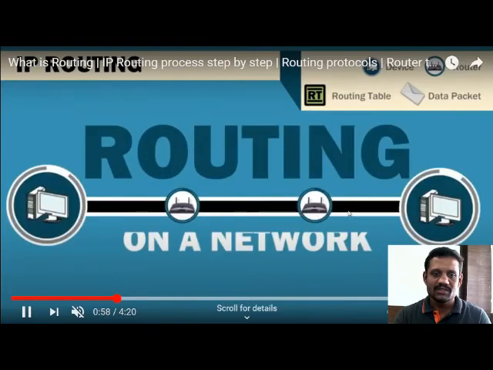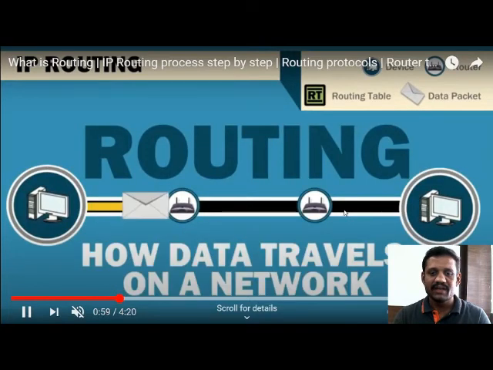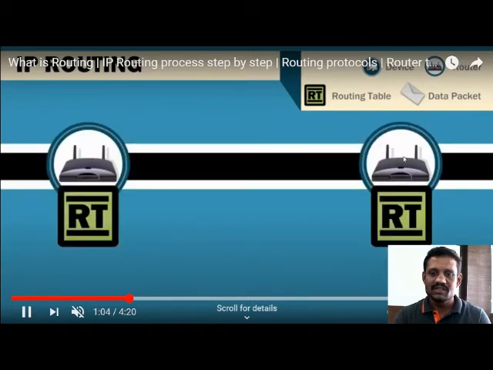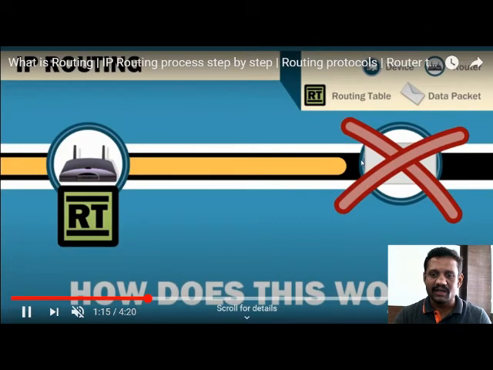To understand how data travels on a network, consider two systems here. This is router 1, this is router 2. Both routers maintain a routing table. The routing table holds some information. Routing table 1 contains the data about which next router we want to connect to.